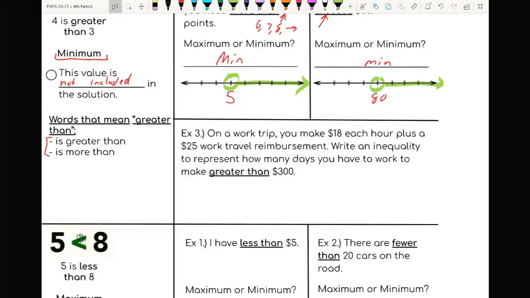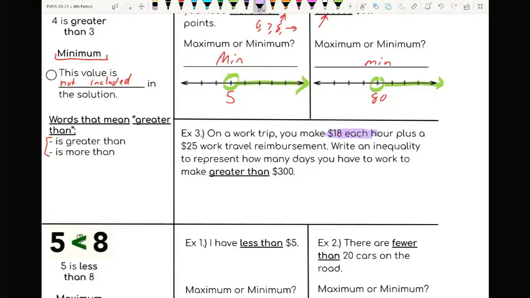Okay, number 3, these word problems. We're going to evaluate them the exact same way we have before as far as rates, starting values, and totals. So, on a trip, you make $18 each hour. The $18. Rate, total, or starting value? Rate. Let me do that in purple for my rate.